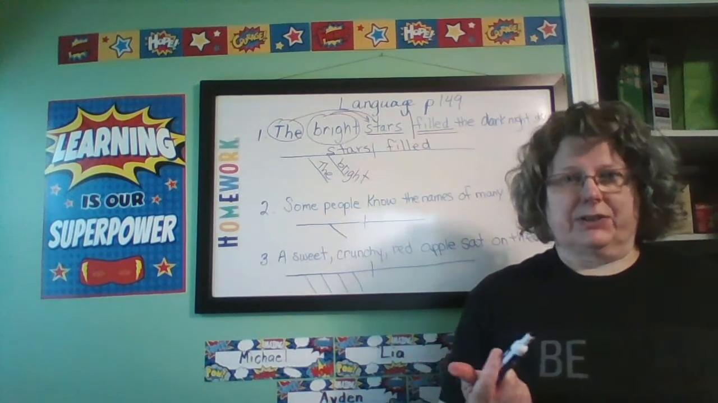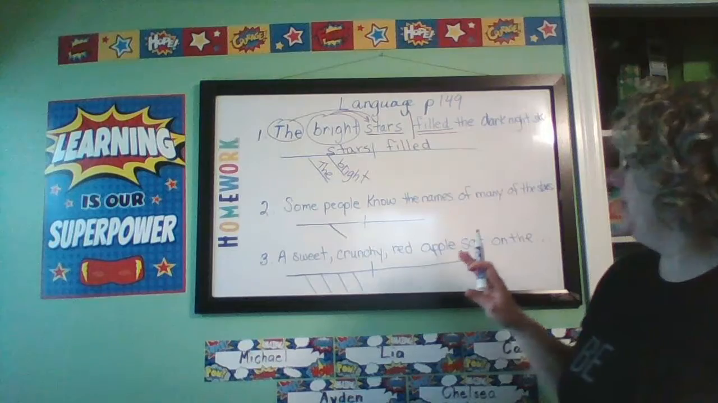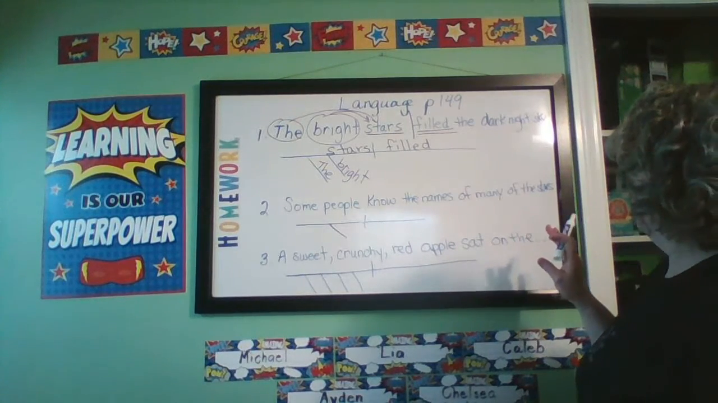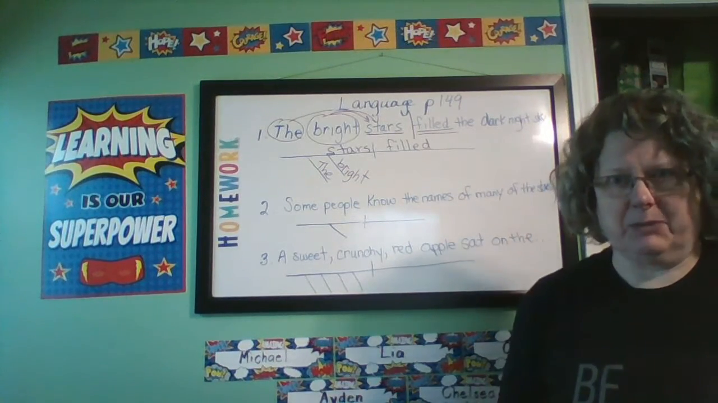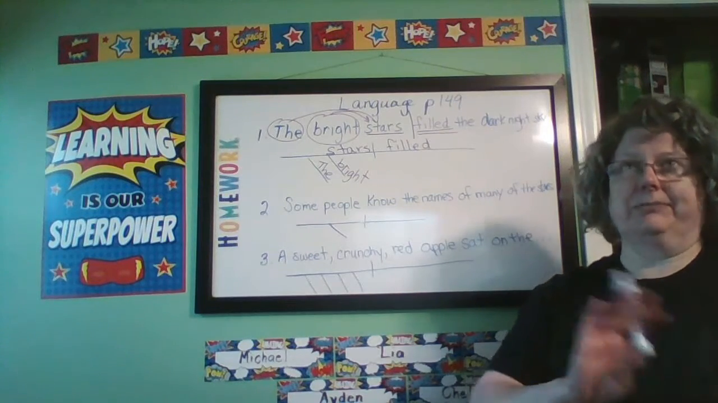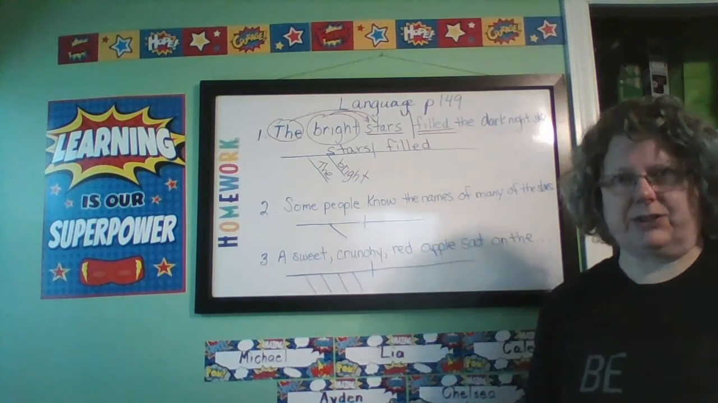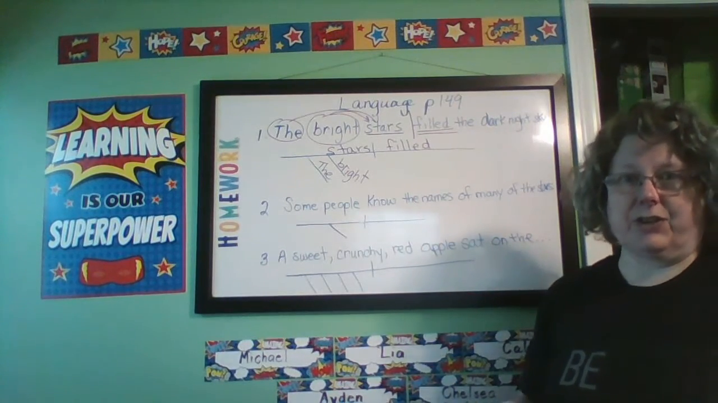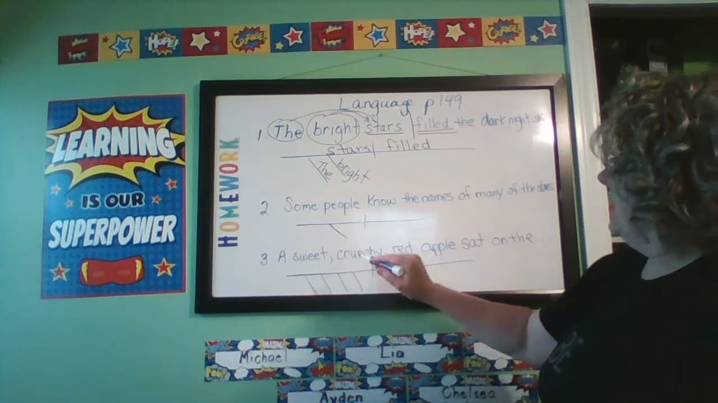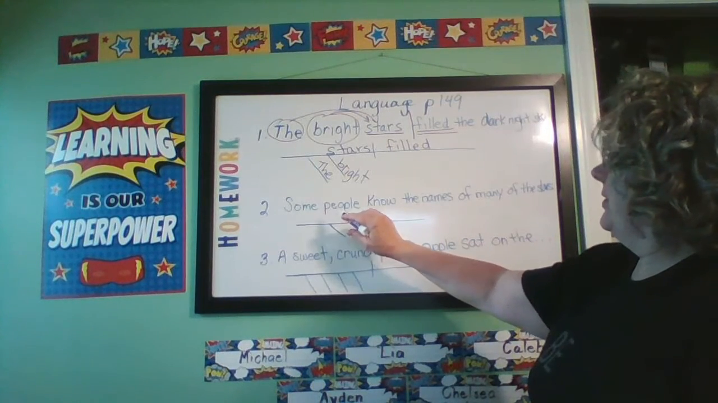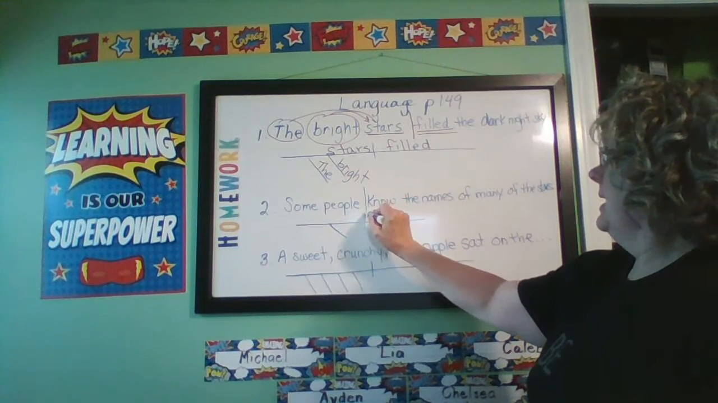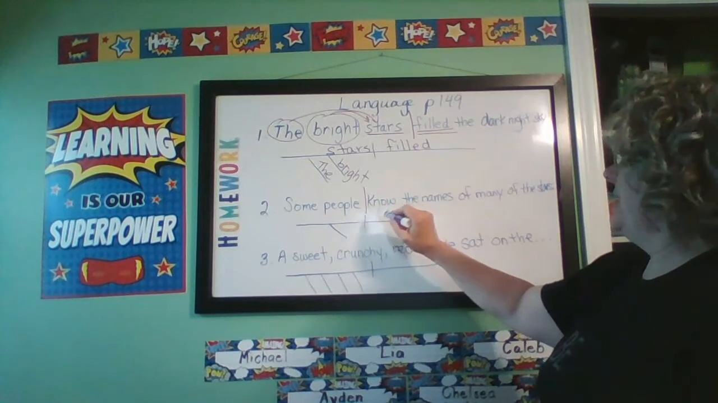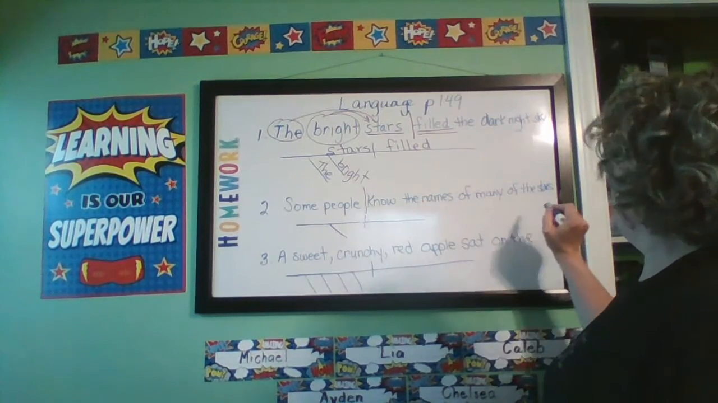All right, let's look at number 2. Some people know the names of many of the stars. Mr. Stanton's one of those people. He knows the name of many of the stars, and he knows, I think, probably all the constellations. He knows a lot about astronomy. All right, so I'm going to look here. This sentence is about people. And what they do is know the names of the stars.